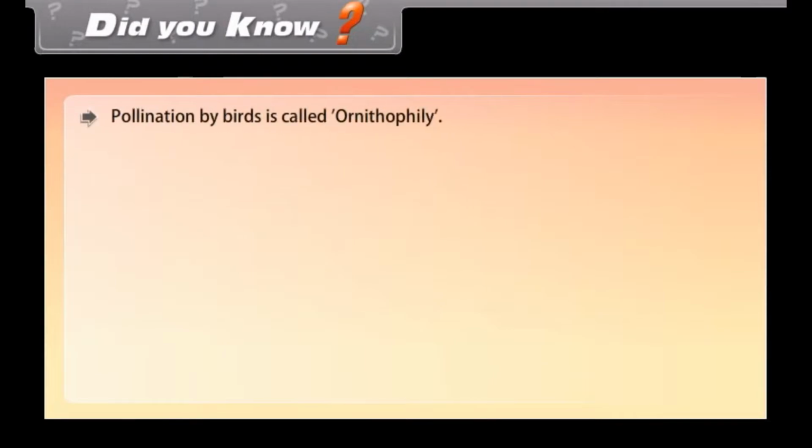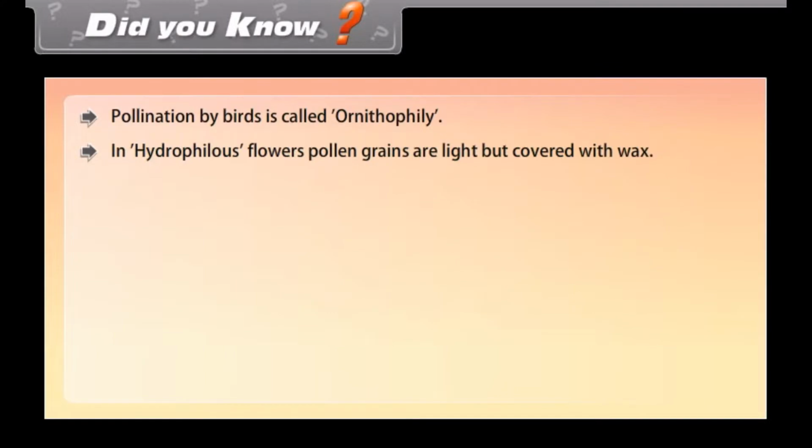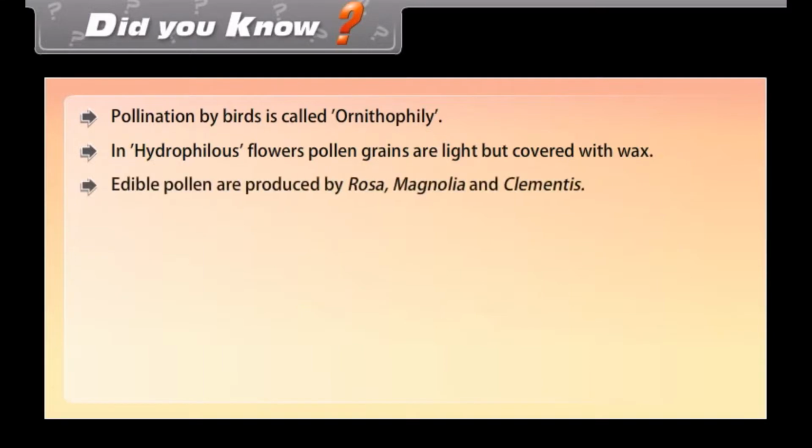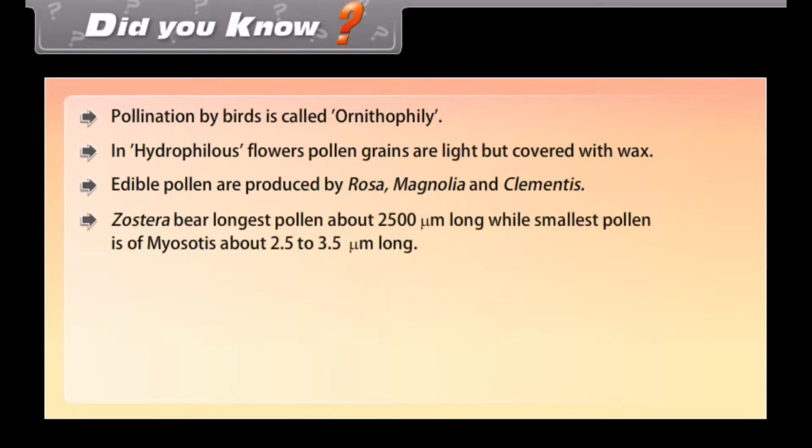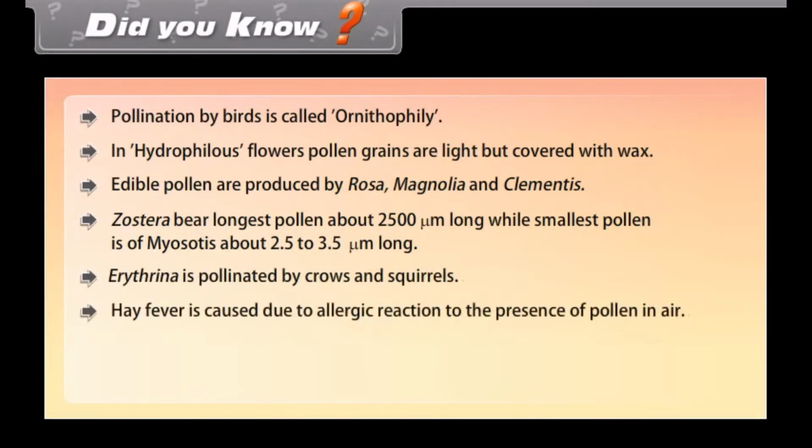Did you know pollination by birds is called ornithophily? In hydrophilous flowers, pollen grains are light but covered with wax. Edible pollen are produced by Rosa, Magnolia and Clematis. Zostera bears the longest pollen, about 2500 μm long, while the smallest pollen is of Myosotis, about 2.5 to 3.5 μm long. Erythrina is pollinated by crows and squirrels. Hay fever is caused due to an allergic reaction to the presence of pollen in the air.